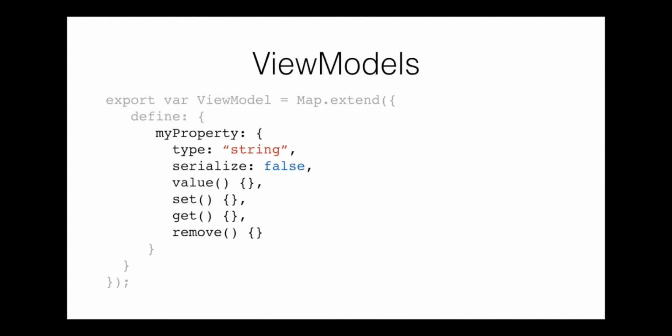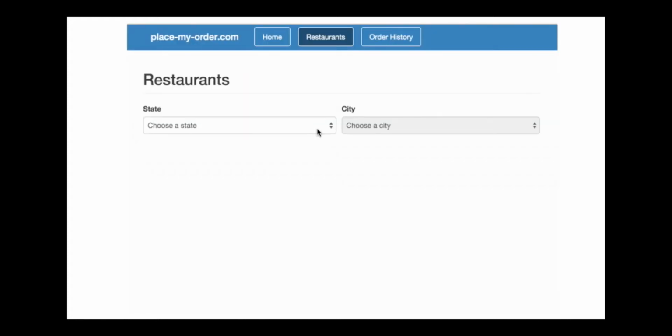Our view models have special per-property hooks that can define the type of value, serialization, initial value, getters and setters, and what happens with the removal of each property. This allows developers to write expressive view models that are not reliant on the DOM. To explore this concept, let's take a look at a real-world example.